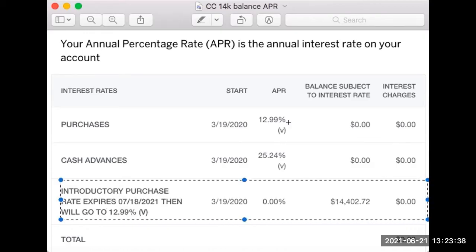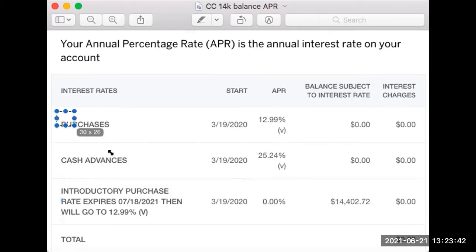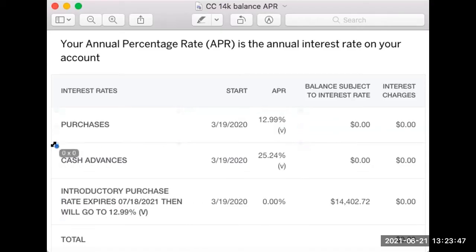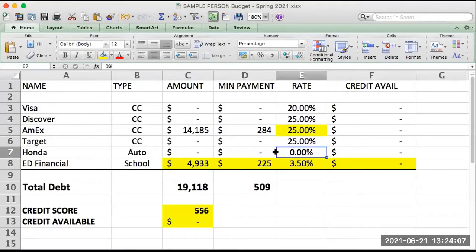Now you can see all other purchases going forward are going to be charged 13%. Cash advances, when you go to an ATM or whatever and just take cash out, whap, 25%. That's huge. This is the case across most cards. Cash advances are generally very high and rarely make sense. So let's go, we'll put that back into our sheet. So we're going to go here and boom, 0%.